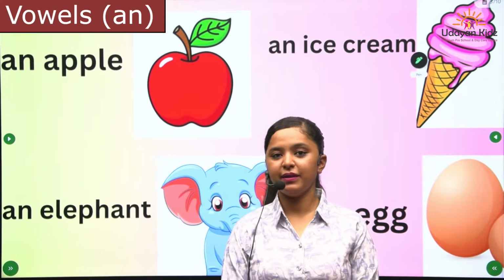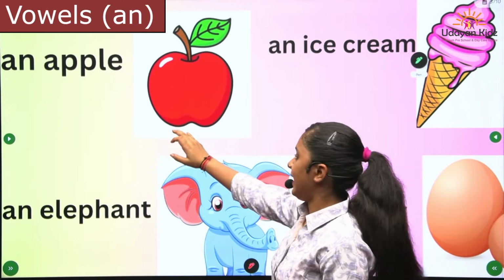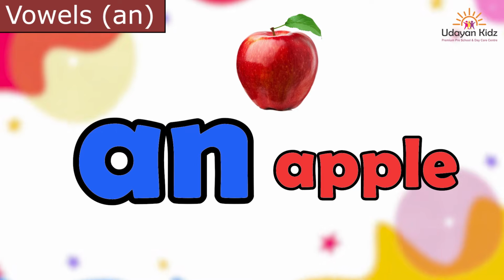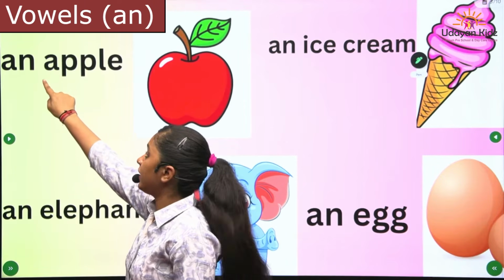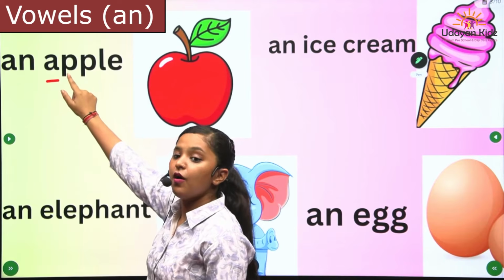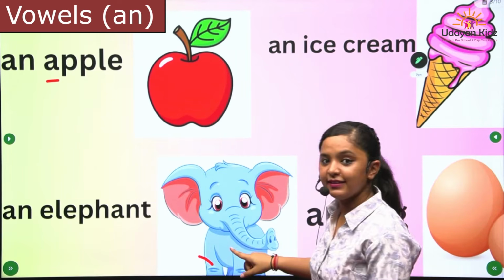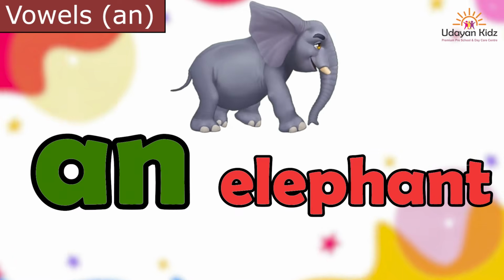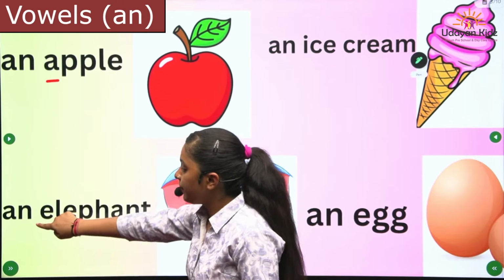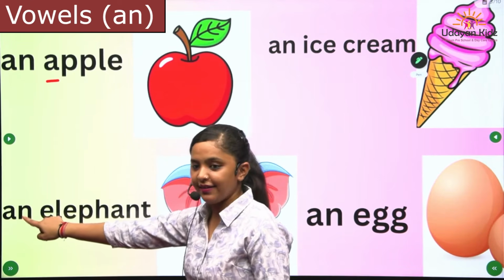Let me show you some examples. Which fruit is this? Yes, this is an apple and it begins with a vowel sound. A is the vowel here, so we use AN. And next is, yes, this is an elephant. It also begins with a vowel sound, so we use AN here.